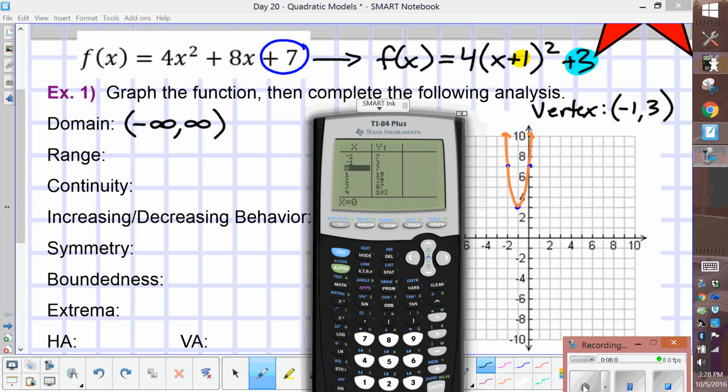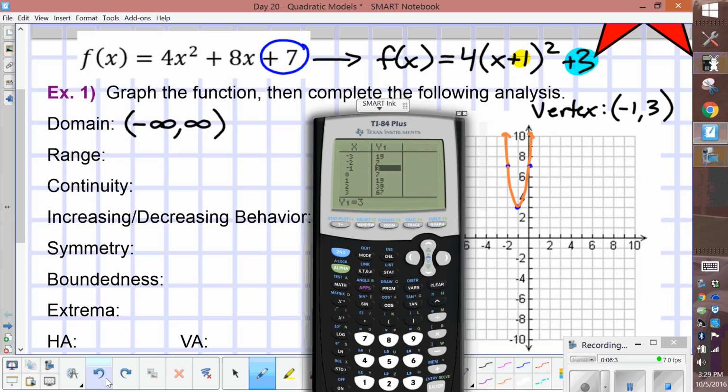And I get this. Now my range is a little bit different. When I'm thinking of possible y values, and I look over here in my y value column, I notice the smallest number I get is 3. And looking at my graph, I notice that I will never have a y value less than 3 for whatever x values I have. This is the lowest point of the graph. And so that kind of answers two questions here. It answers my range. So my range is going to be closed bracket 3 to positive infinity.